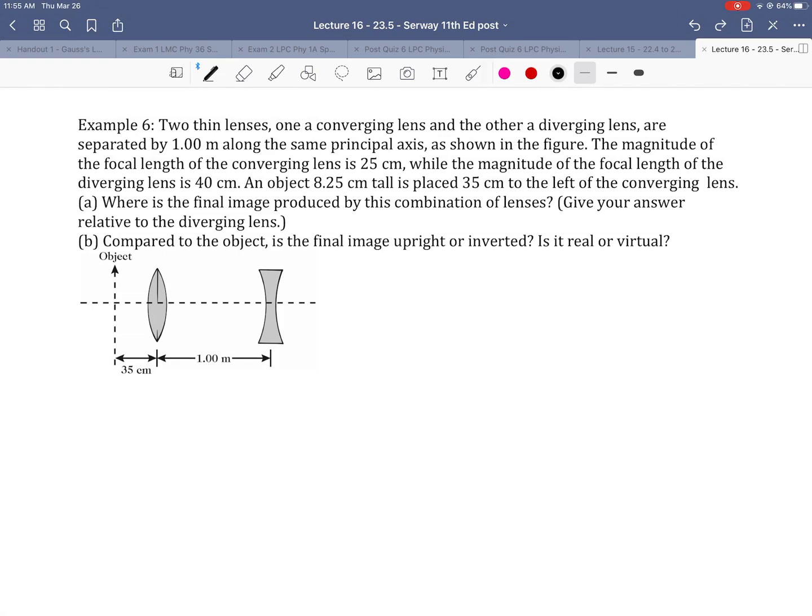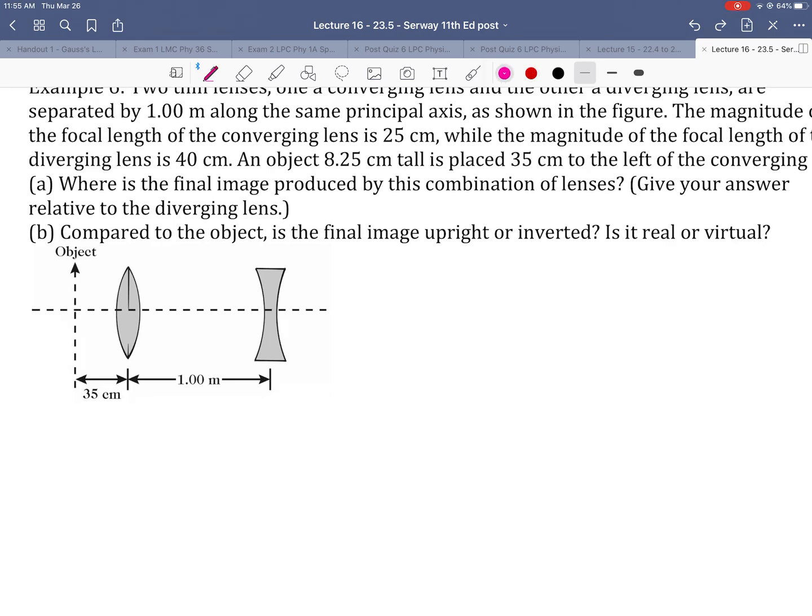Or was it 2 lenses? Anyway, let's take a look at this example. Two thin lenses, one a converging lens and the other a diverging lens, are separated by 1 meter, as shown, along the same principal axis. The magnitude of the focal length of the converging lens is 25 centimeters, and the magnitude of the focal length of the diverging lens is 40 centimeters, so a value of negative 40. An object 8.25 centimeters tall is placed 35 centimeters to the left of the converging lens. Where is the final image produced by this combination of lenses? Give your answer relative to the diverging lens.